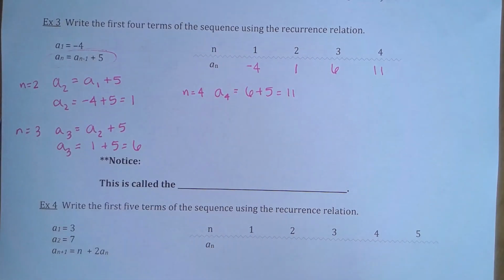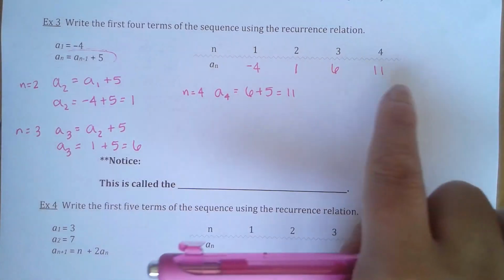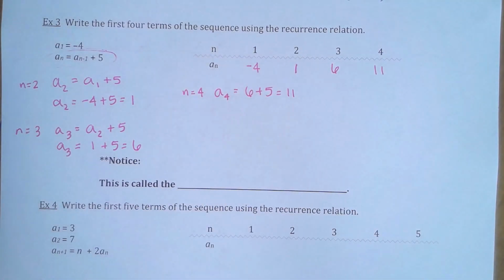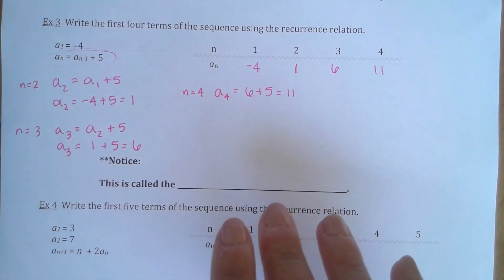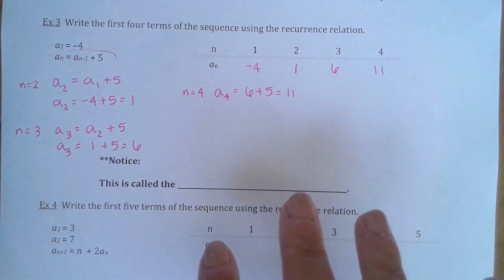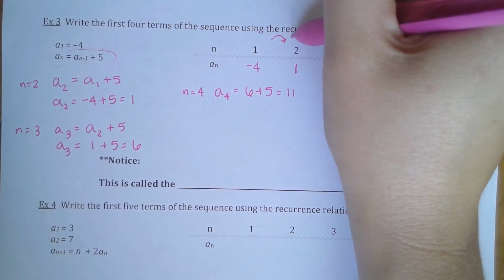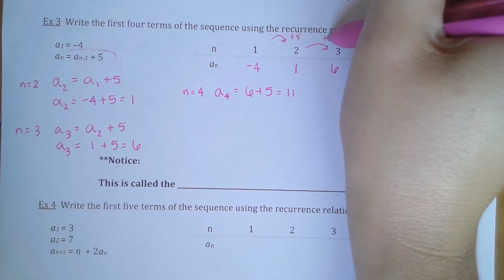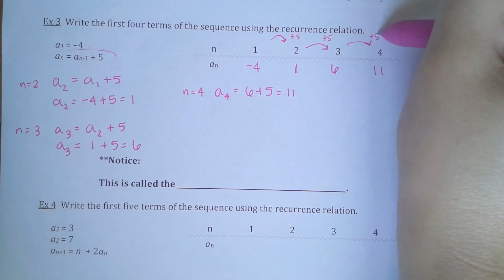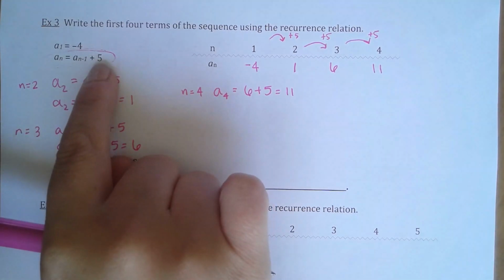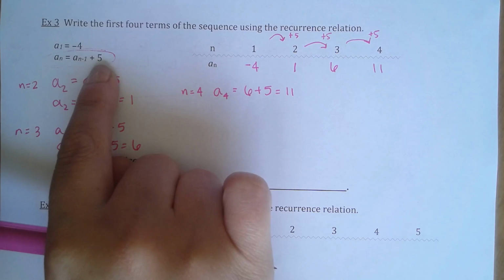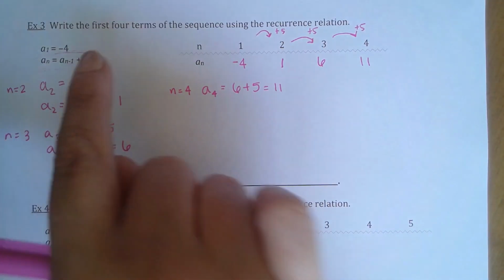So interestingly enough, if I consider what's happening here, it generates a pattern. I used my previous term to generate what my relationship was, but if I gave you this table back in Algebra 1, you should be able to come up with what pattern this would be. I end up adding 5 every time from my previous term, which makes sense because I see that in my recurrence relationship here.